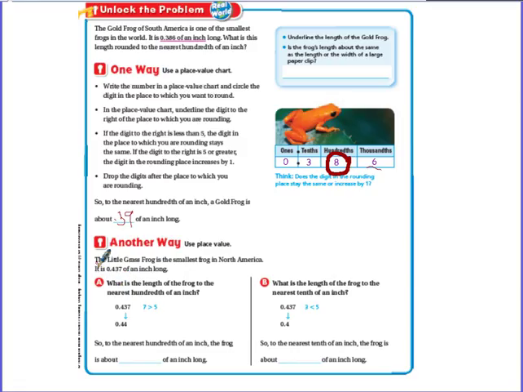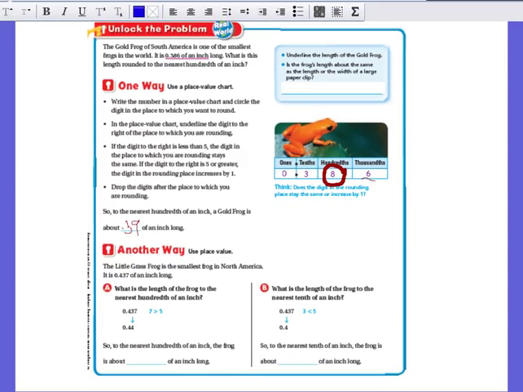Another way to do it is, the little grass frog is the smallest frog in North America. It is 437 thousandths of an inch long. What is the length of the frog to the nearest hundredths of an inch? So if we look again, we could just look here and say 7 is greater than 5, so it's 0.44. So the nearest hundredths is 0.44.